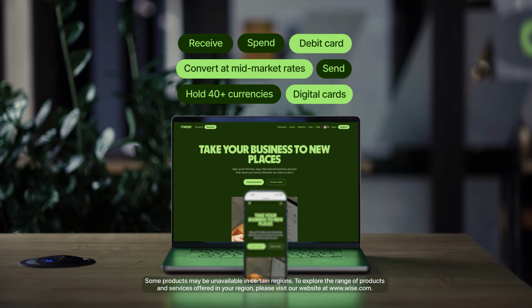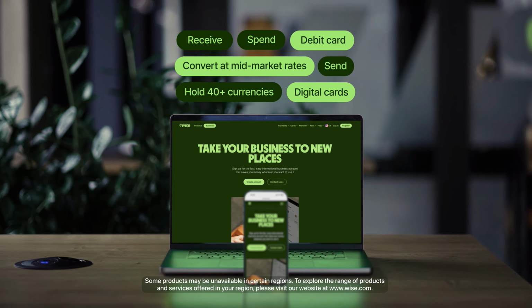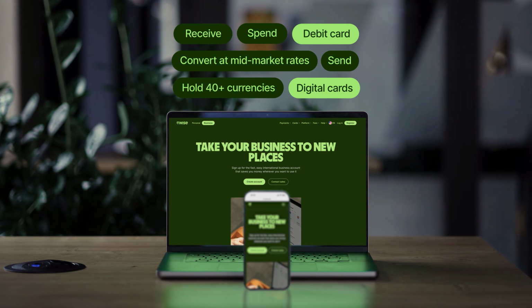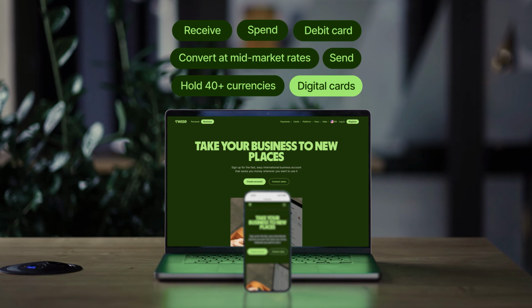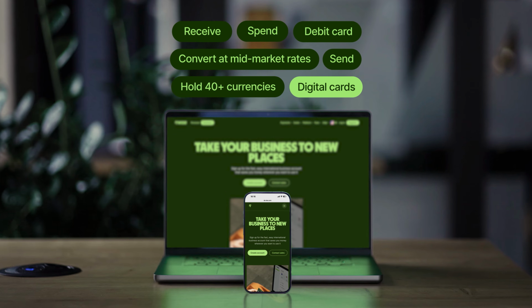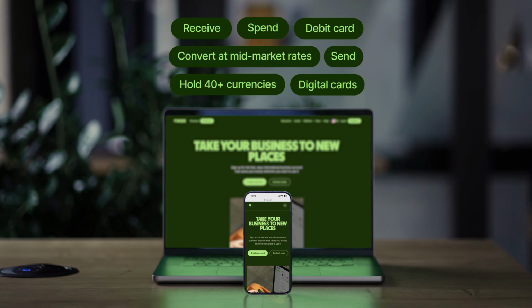The account holds 40+ currencies, with currency conversions made at the mid-market exchange rate. Both business and personal account holders can also get a debit card, which can be used to spend in different currencies all over the world. That's pretty nice. Also, both business and personal accounts have not only physical, but digital cards too.